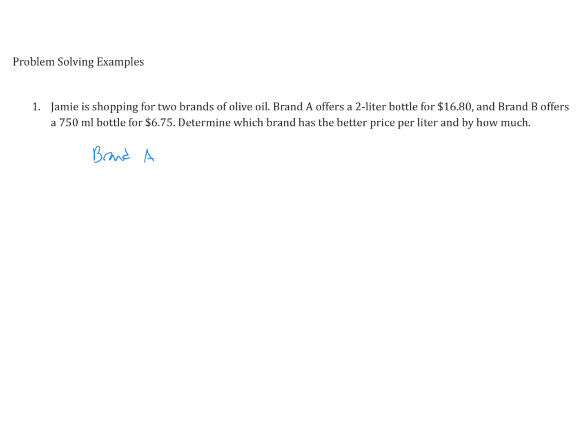Brand A offers a 2-liter bottle for $16.80. So when we find the unit rate, we want the price per liter. So per liter means we're going to divide by liters. So I take this money, $16.80, and I divide it into 2 equal parts, which gives me $8.40 per liter.